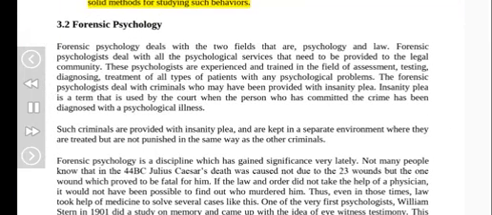3.2 Forensic psychology. Forensic psychology deals with the two fields that are psychology and law. Forensic psychologists deal with all the psychological services that need to be provided to the legal community. These psychologists are experienced and trained in the field of assessment, testing, diagnosing, and treatment of all types of patients with any psychological problems. The forensic psychologists deal with criminals who may have been provided with an insanity plea.